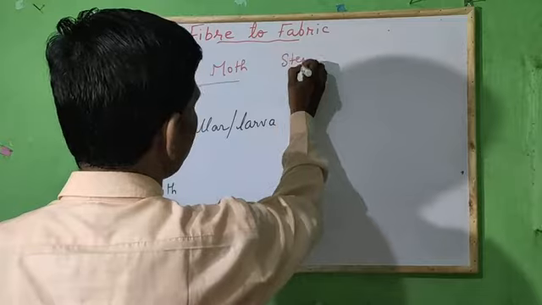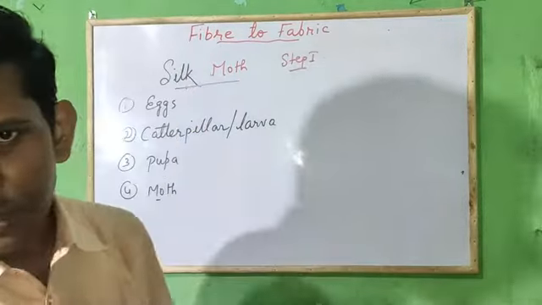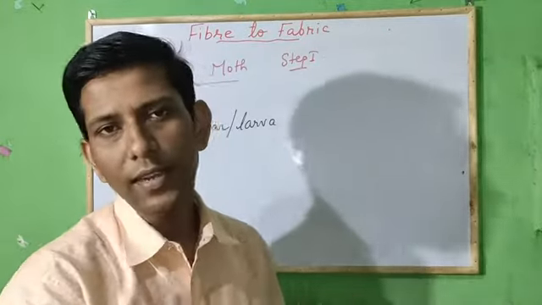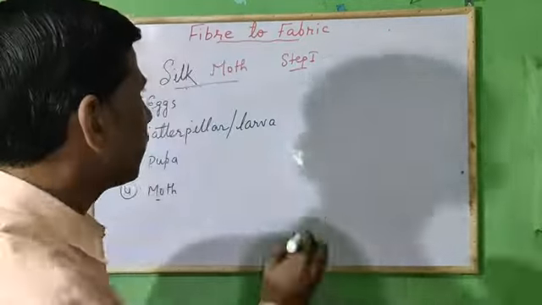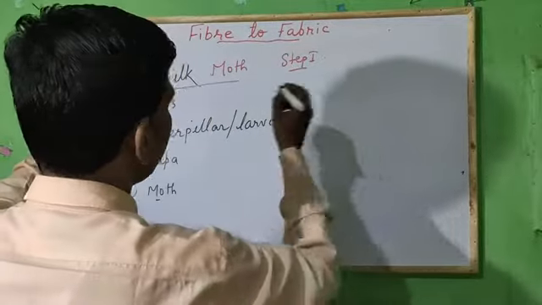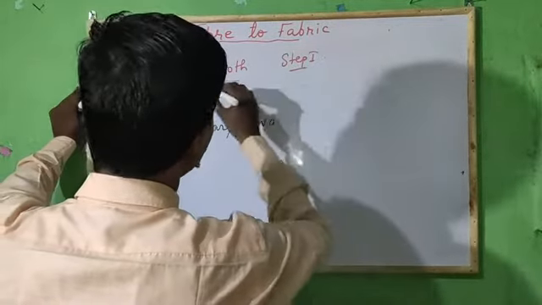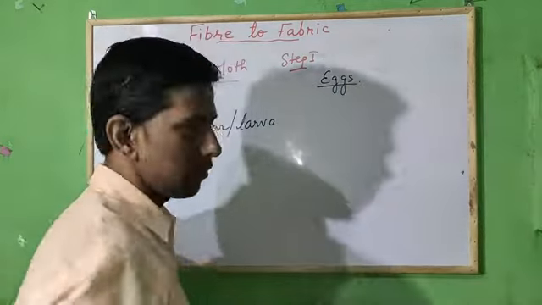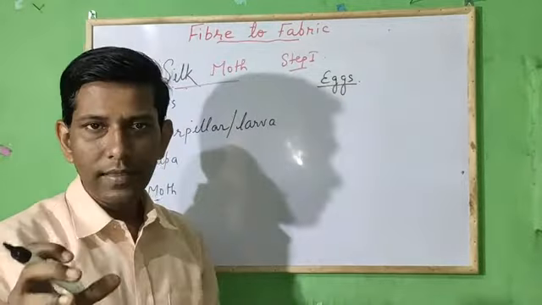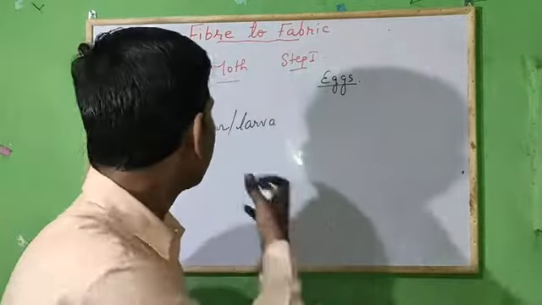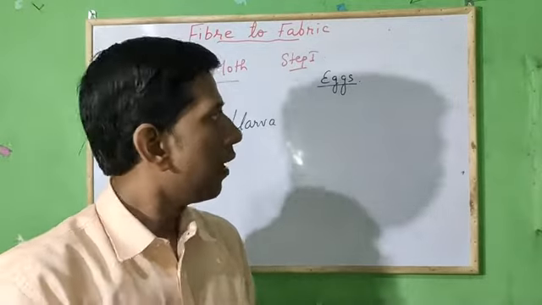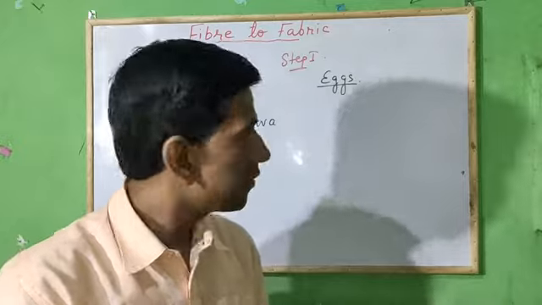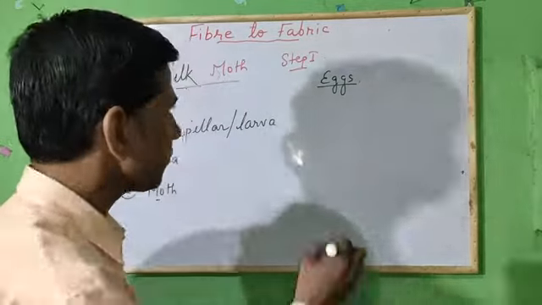You have to know. During step number 1, a female silk moth lays more than 100 eggs at a time. Clear? So during the first step it lays eggs. Then the eggs laid by this silk moth hatch, and when they hatch they turn into caterpillars.